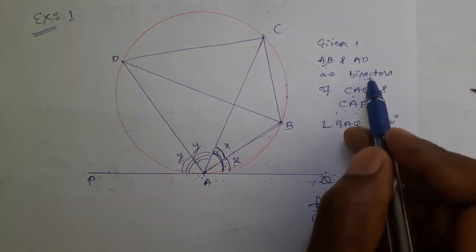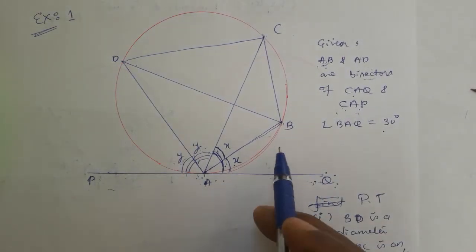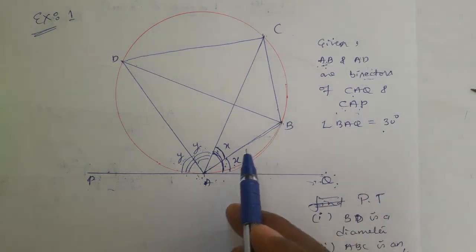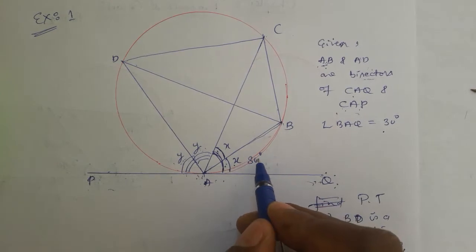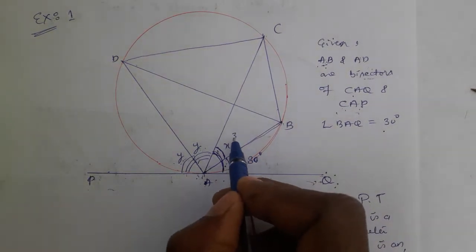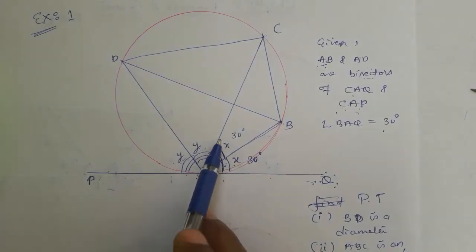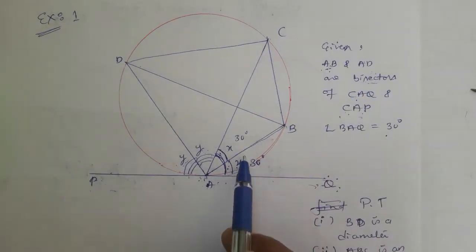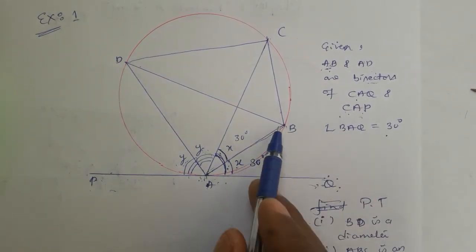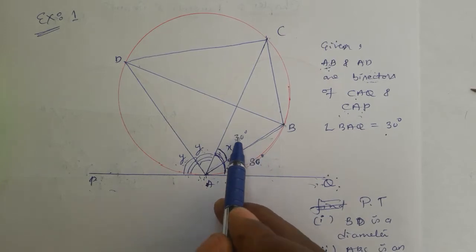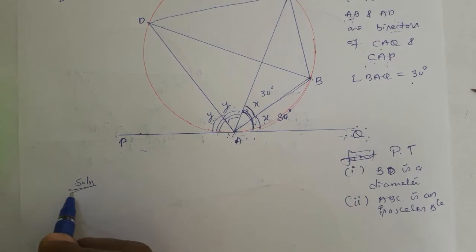Next, these two important given values are marked on the diagram. BAQ is 30 degrees. Let us mark BAQ as 30 degrees. By using BAQ as 30 degrees, I will mark here also 30 degrees. Why? Because we have already marked these two angles equal, as AB bisects CAQ. In the question BAQ is given as 30 degrees, therefore here also 30 degrees. So we mark it in the proof.